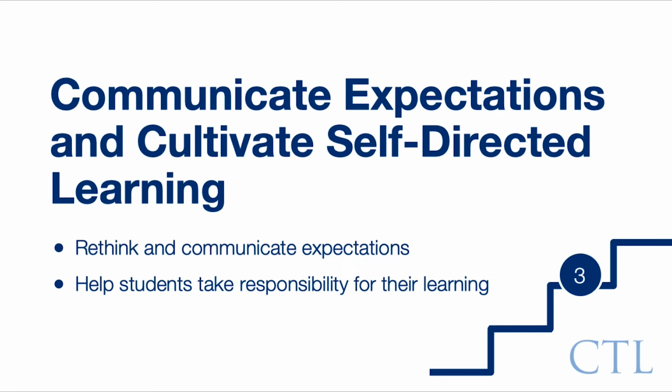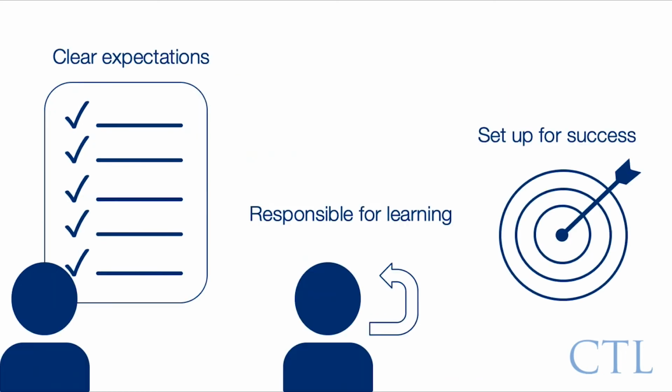Communicate expectations and cultivate self-directed learning. Step 3 involves rethinking expectations and communicating them to students, and helping students take responsibility for their learning in a hybrid or online course. We can help our students be successful in our hybrid or online courses by making our expectations clear, helping them develop self-directed skills by modeling through clear instructions, and by providing opportunities for students to practice their self-awareness and reflect on their approach.